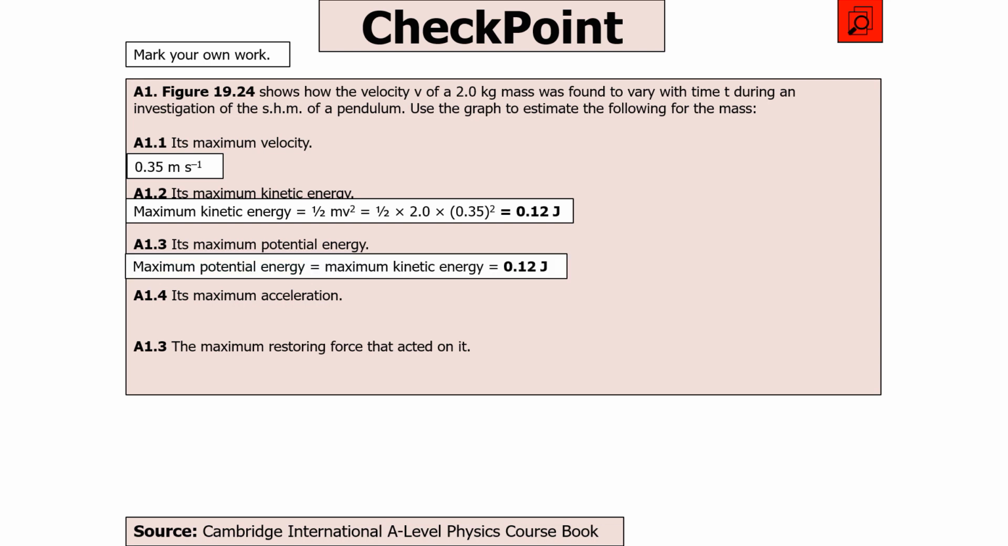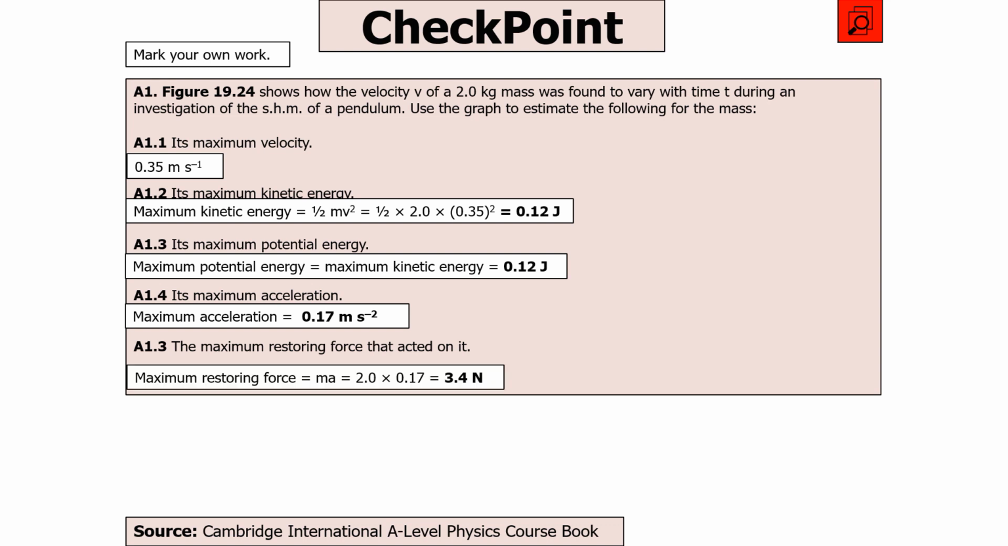So therefore, what's the maximum acceleration? We know it can be worked through from the information given, because we know it's going to be minus omega squared a. We can work those through, so therefore we get 0.17 meters per second squared. We know F equals ma, so it's 3.4 newtons.